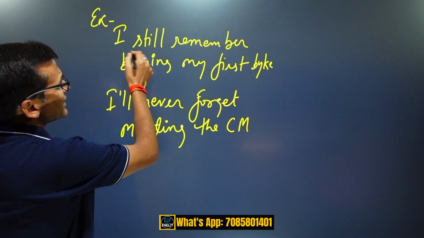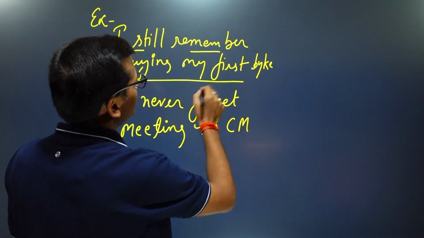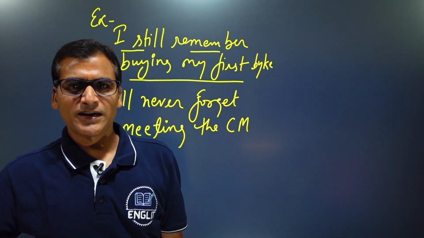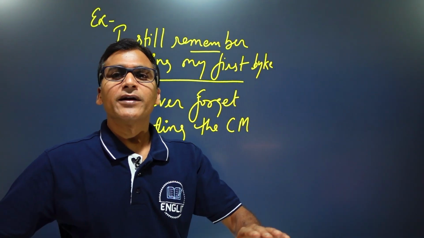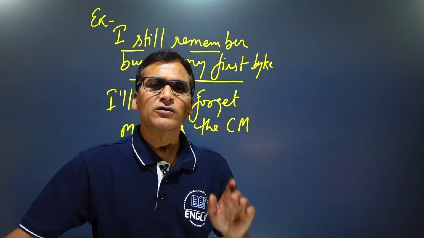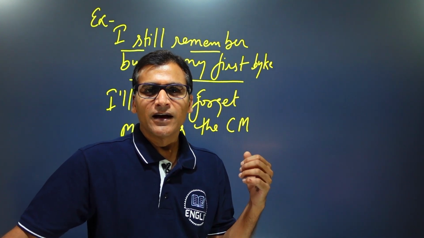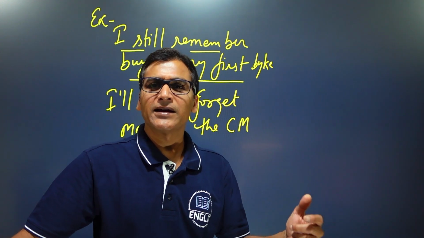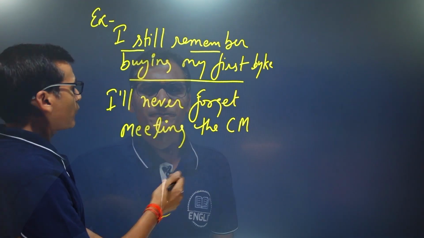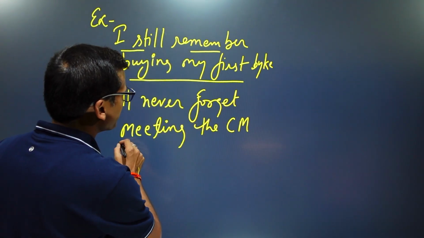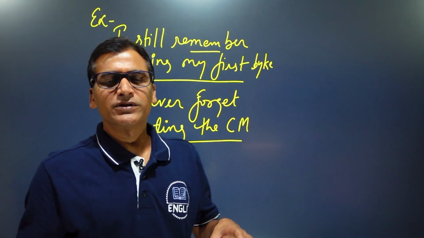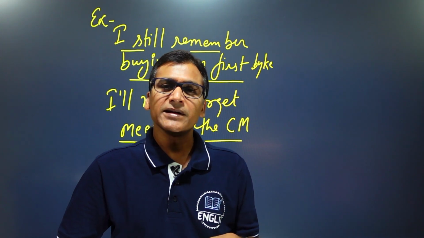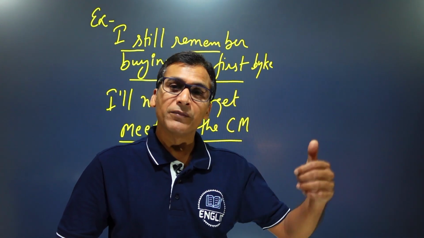For example, I still remember buying my first bike. So you bought your first bike somewhere in the past and now you still remember. You can never forget it. Forget can also be used in the same sentence: I can never forget buying my first bike. Buying a bike is a matter of something past. Or, I'll never forget meeting the CM. So this was a very memorable meeting for me. Now I'm talking about this meeting. I can never forget meeting that person.